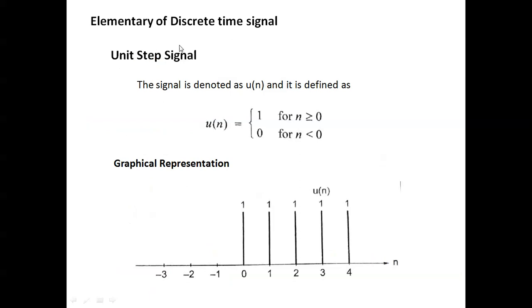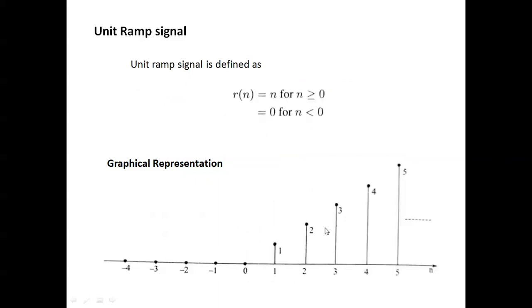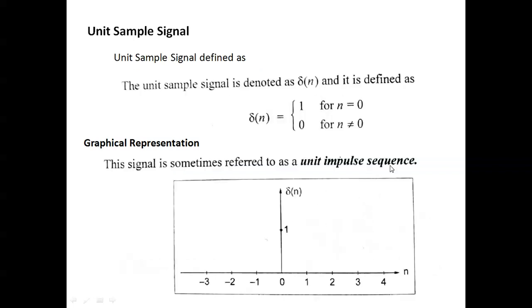And elementary signals for discrete time signals. Previously we saw continuous time signals. This one is for discrete time signals. The unit step is 1 for n greater than or equal to 0, and 0 otherwise, and you get the graphical representation like that. Unit ramp signal: r of n is n. Previously we saw t, here it is n. The graphical representation of the unit ramp signal goes like that.